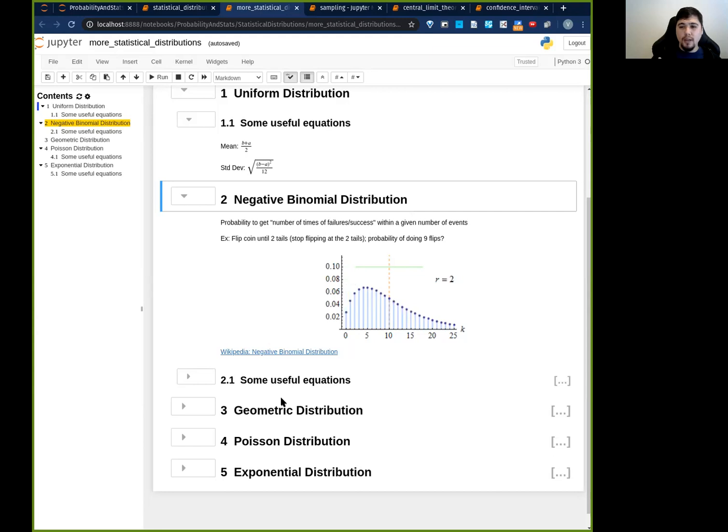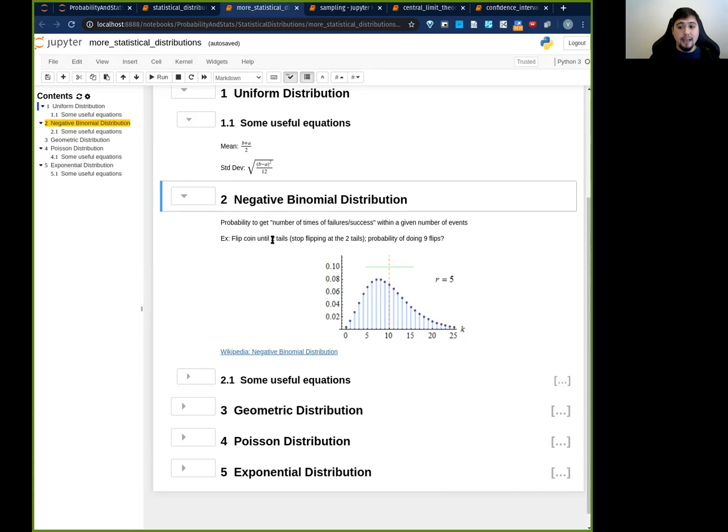You flip the coin until you have a stopping condition. For example, my stopping condition could be: flip the coin until you get 2 tails in total. So you flip the coin, you get heads. You flip the coin, you get heads. You flip the coin, you get tails. Okay, there's 1 tails. Flip the coin again, you get heads. Flip the coin, you get another heads. Flip the coin again, you get another tails. Okay, and that would be when you stop doing your trials.